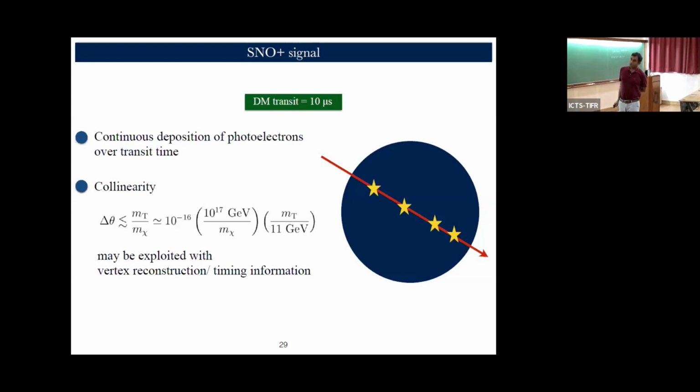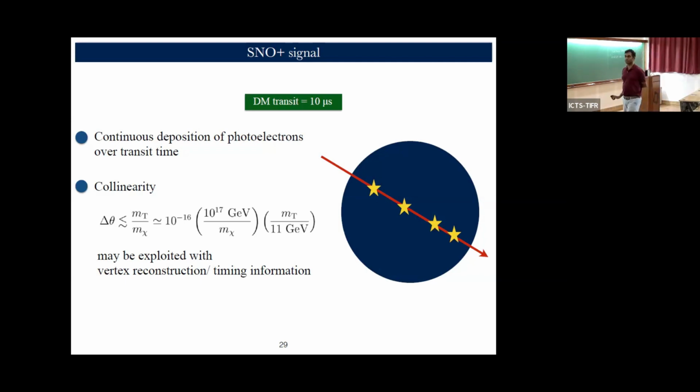Okay, now how would dark matter actually look in the SNO+ experiment? Keep in mind that given that the dark matter speed is about 1,000th the speed of light, it would take about 10 microseconds for dark matter to transit a detector of this size. So your signal is nothing but a continuous deposition of photoelectrons over this transit time.